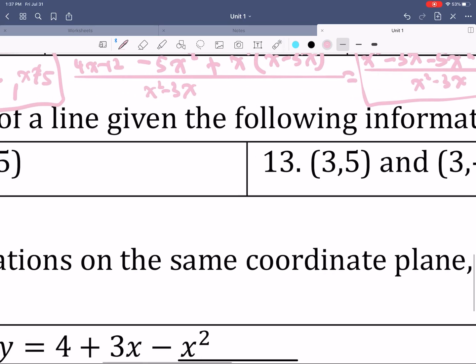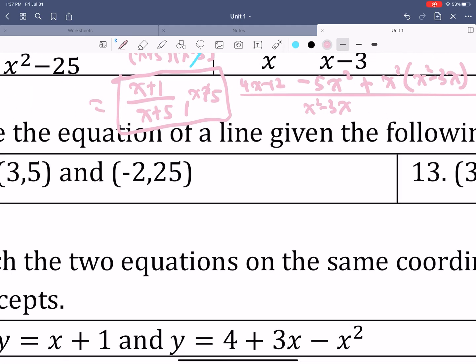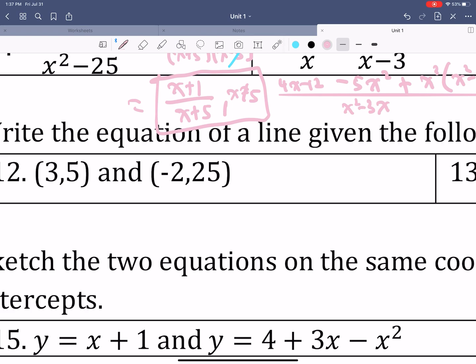Okay, write the equation of a line given the following information. There's 3 valid forms of a line. Point slope, slope intercept, standard. My favorite, unbiased, is point slope, which is a valid form of a line. So I'm going to use that for the most part, unless I think there's a better one. From here, find the slope. Change of y over the change in x. 25 minus 5 is 20. Negative 2 minus 3 is negative 5. So that gives you a slope of negative 4.